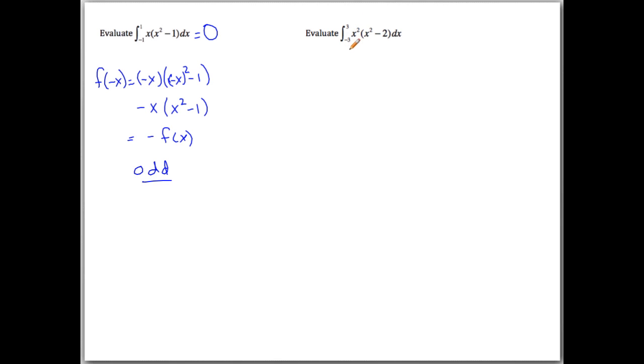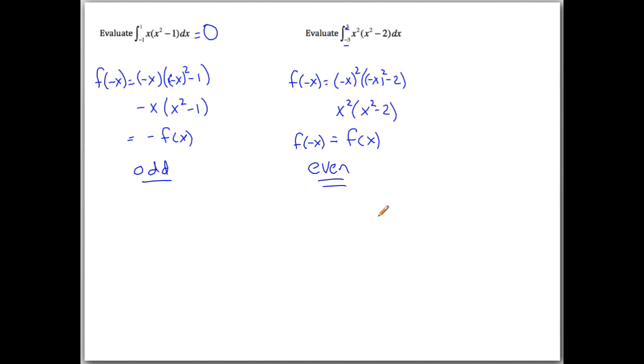Alright, let's try the next one. Negative 3 to 3. So we need to check, is it odd or even? So let's find f of negative x. So now we're going to get negative x squared times negative x squared minus 2. So here we get x squared times x squared minus 2. And notice that this just equals f of x. It equals our original function. So when f of negative x equals f of x, this becomes an even function.